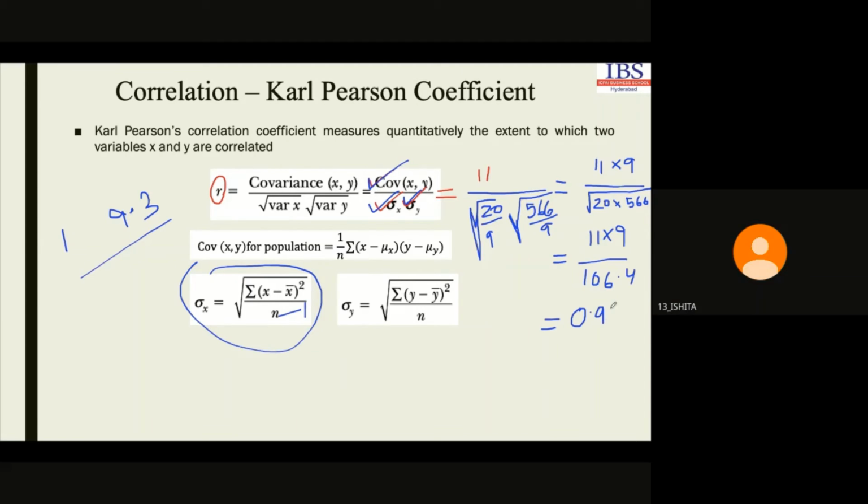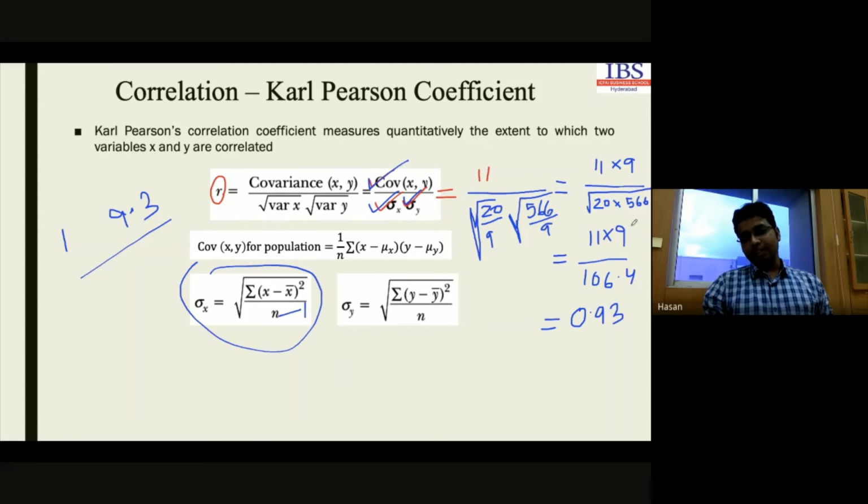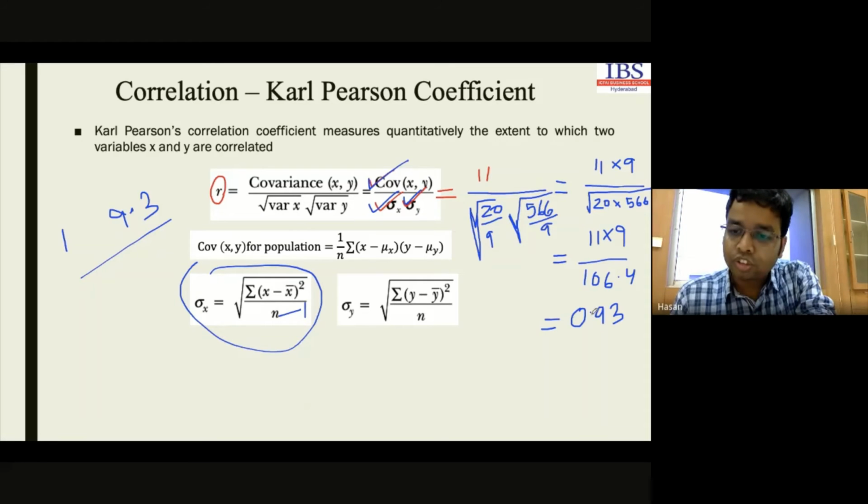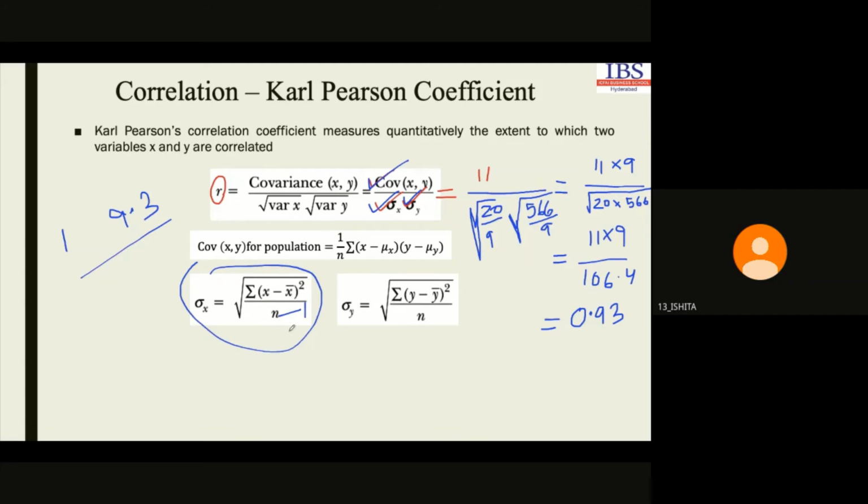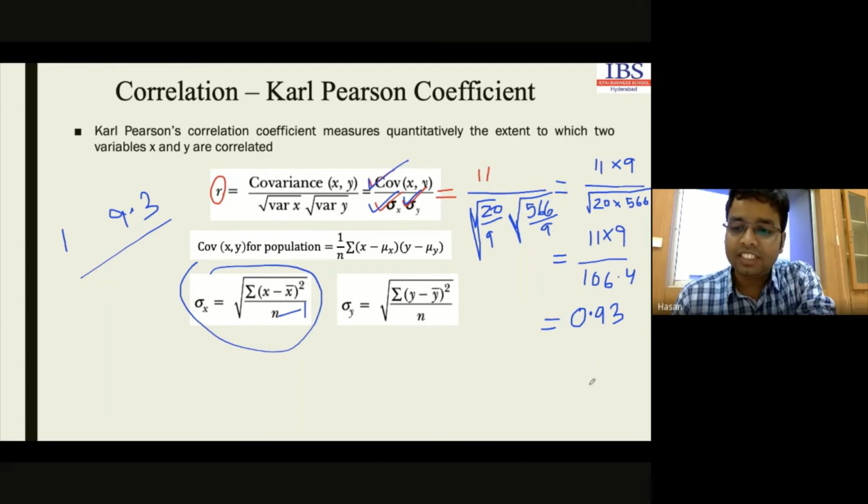Yes, sir. Take it this way: in the numerator it is 99 and in the denominator it is 106, so the value should be less than 1. Okay? Yes, sir. Got it? So it should be 0.93.